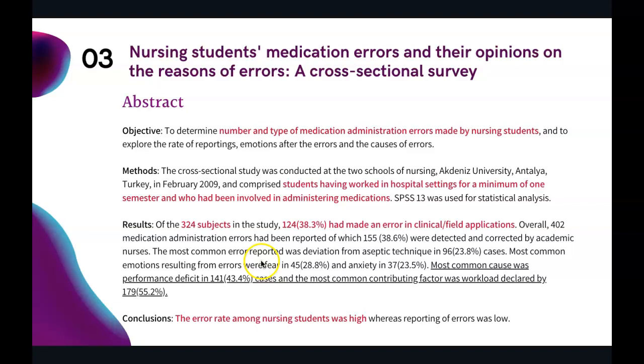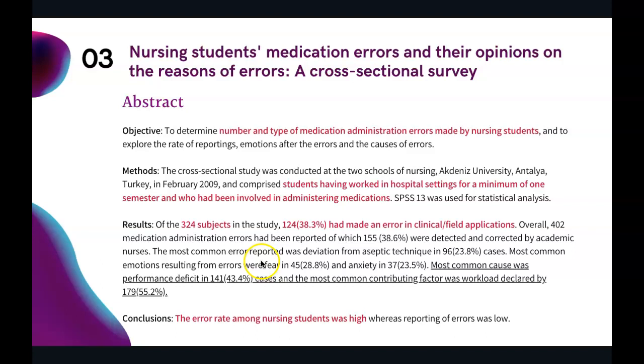Of the 324 subjects in the study, 124, which is 38.3%, had made an error in clinical field application. 38% is quite high, because as a student, you shouldn't make any medication error, because you have been taught in class how to administer medication properly. Overall, 402 medication administration errors were reported, of which 155 were detected and corrected by academic nurses. Because they were detected, so lucky.